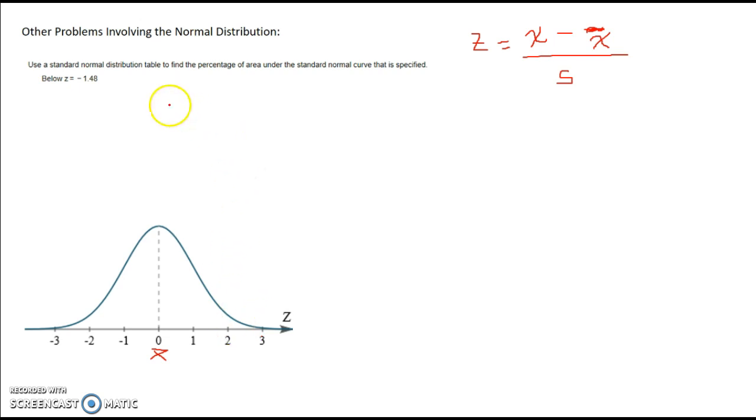I can use a table, however, that I gave you on Tuesday night to help me find specific z-scores. So here I have -1.48, so that's going to be somewhere here, maybe right here. And what I want to find is the percentage of scores, or data values, that are below z = -1.48. So below z = -1.48 is this area right here.